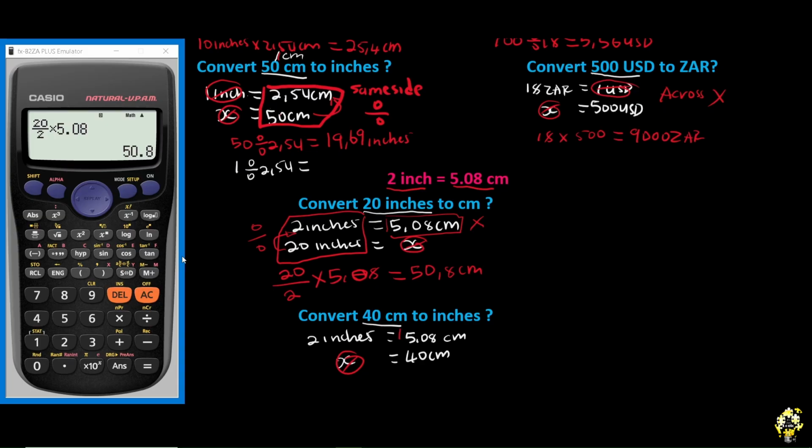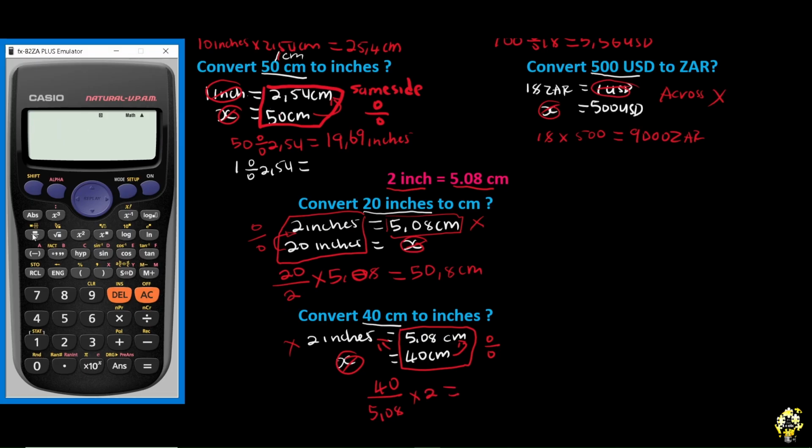Now, this is where we have to apply both of what we have already learned. What is on the same side, what do we do to it? Of course, we divide. What sits across, what do we do to it? We have to multiply. Again, this by this. By now you know that. Bottom by top. So we are going to say 40 divided by 5.08 and we multiply it by 2. What do we get?